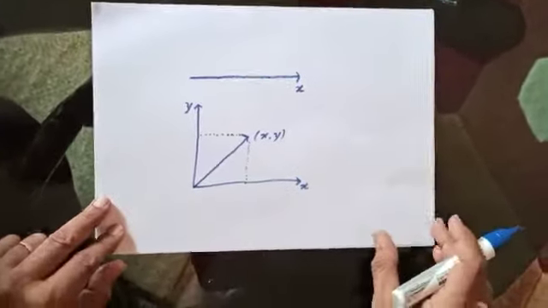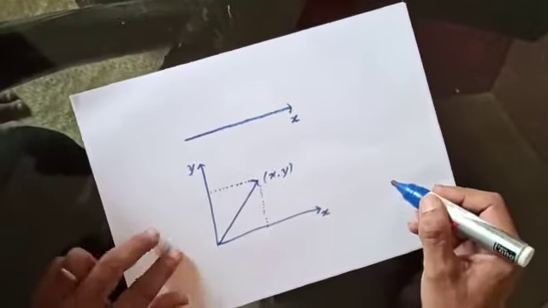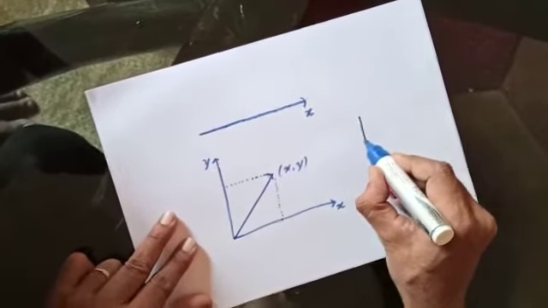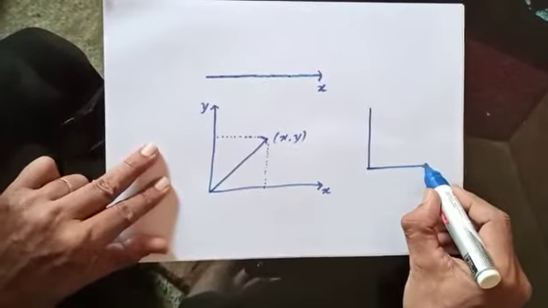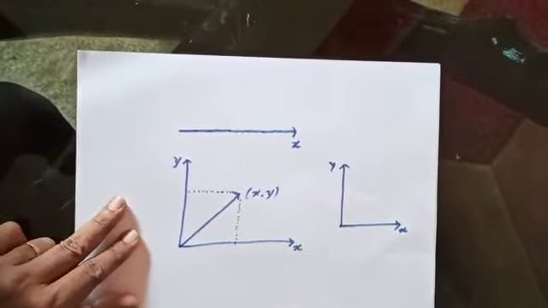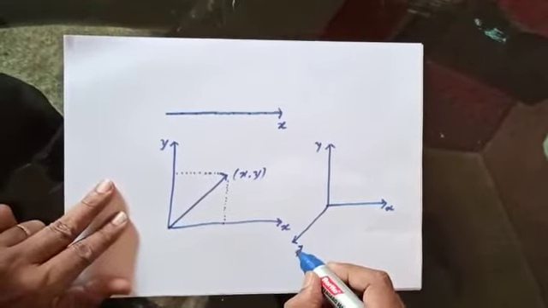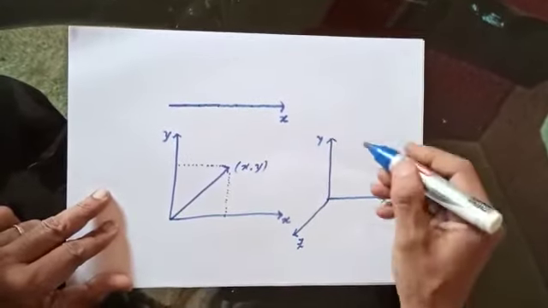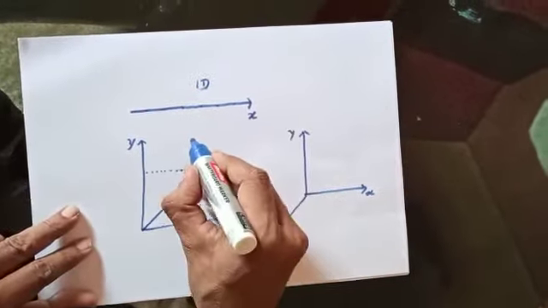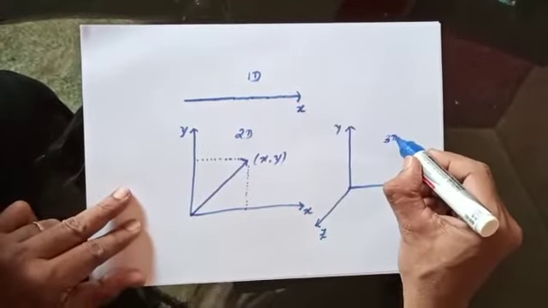And if I want to recognize the same thing in three dimensions, let us consider here is an x-axis, here is a y-axis, and we have another one, which you can call the z-axis. So this is considered three dimensions. This is the first dimension, called 1D, here we have 2D, and here we have 3D.